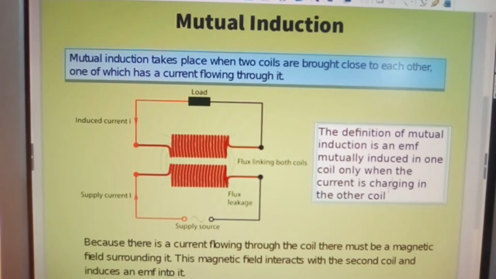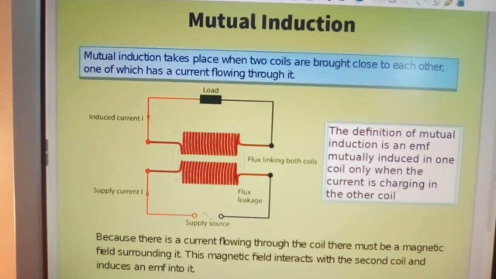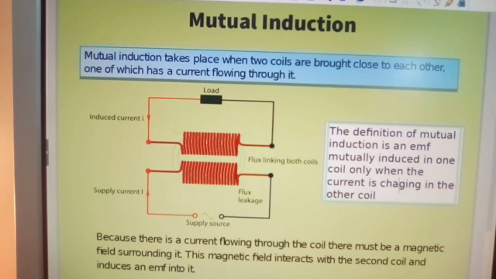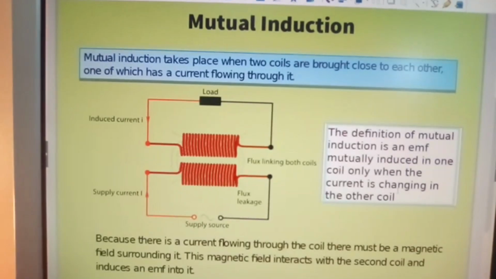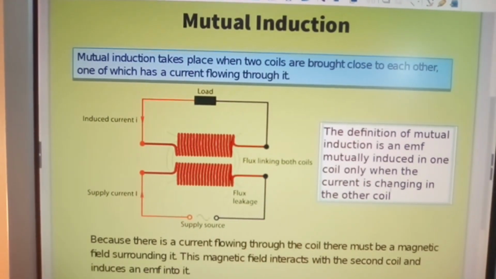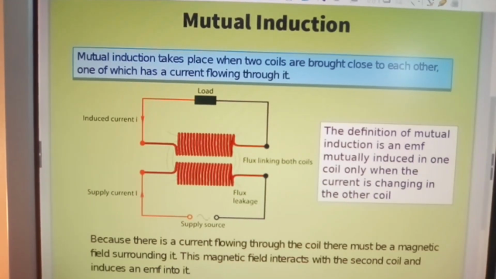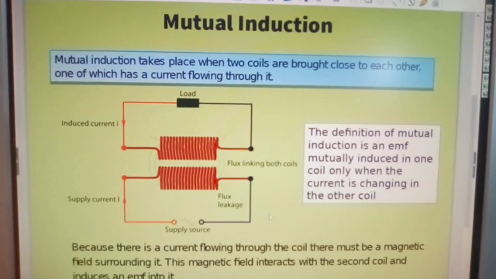Can I change that? Give me an N. This is my N. When the current is changing in the other coil, okay? Yeah, I think I got that. Can go with that. Yes. No, leave it for now. Okay.